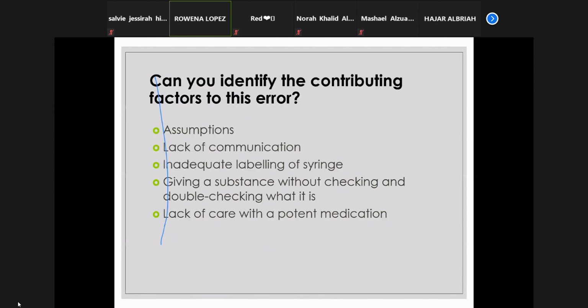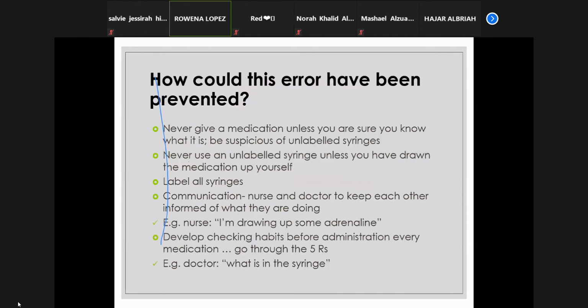So what are the contributing factors of this error? Assumptions. Because there was no labeling, the doctor assumed that this was plain saline solution. Then lack of communication. He didn't even call the nurse who prepared the syringe to ask what it is, medication or plain saline. Then inadequate labeling of the syringe. So it should be labeled, okay? Giving a substance without checking and double checking what it is, and lack of care with a potent medication.